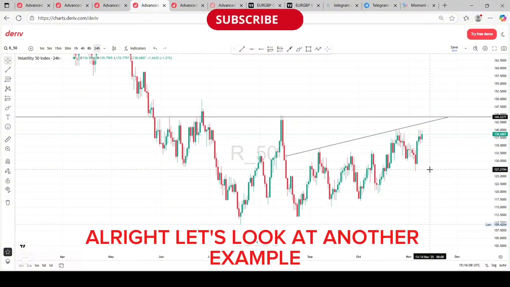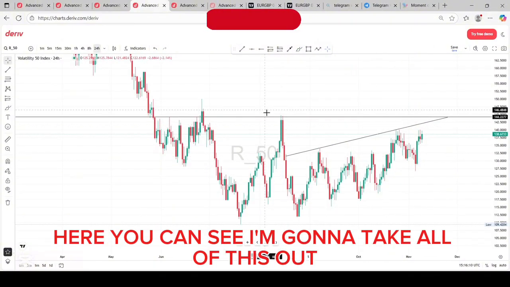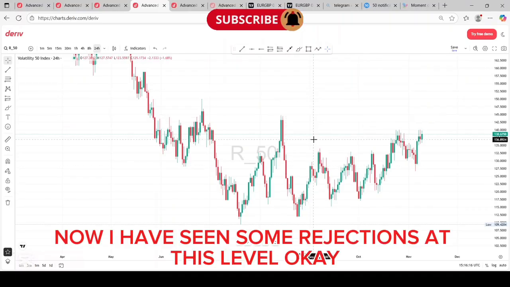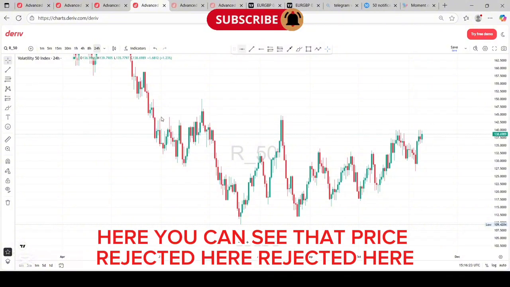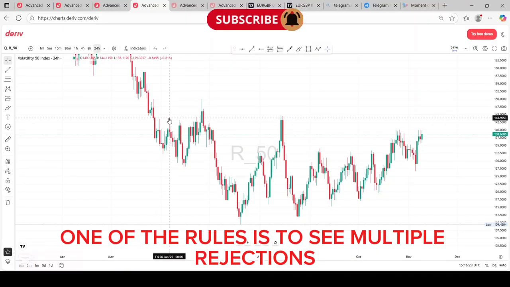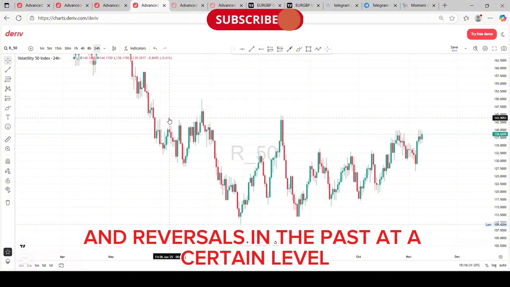All right, let's look at another example. Here I'm going to take all of this out. Now, I have seen some rejections at this level. Okay, here you can see the price rejected here, rejected here, rejected here. Remember, one of the rules is to see multiple rejections and reversals in the past at a certain level.